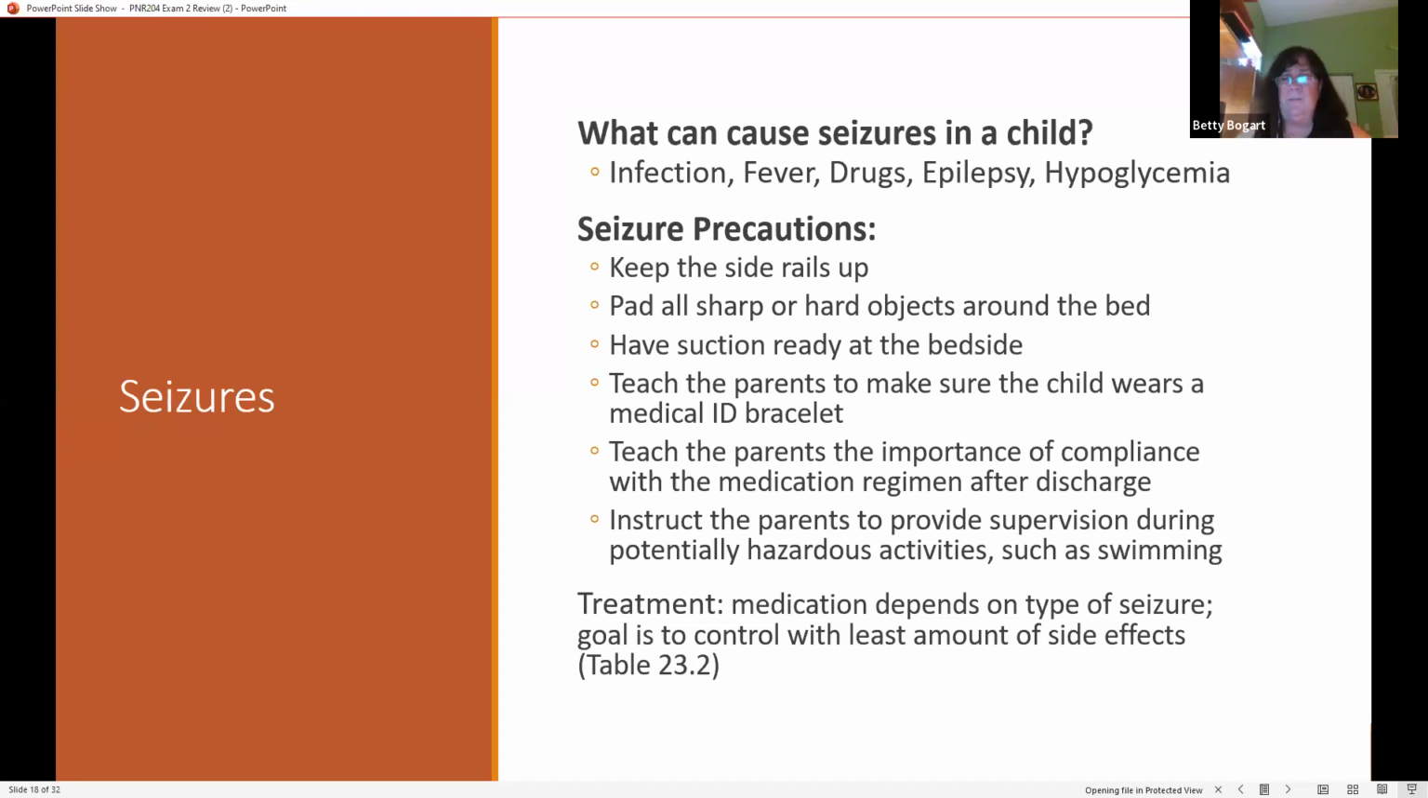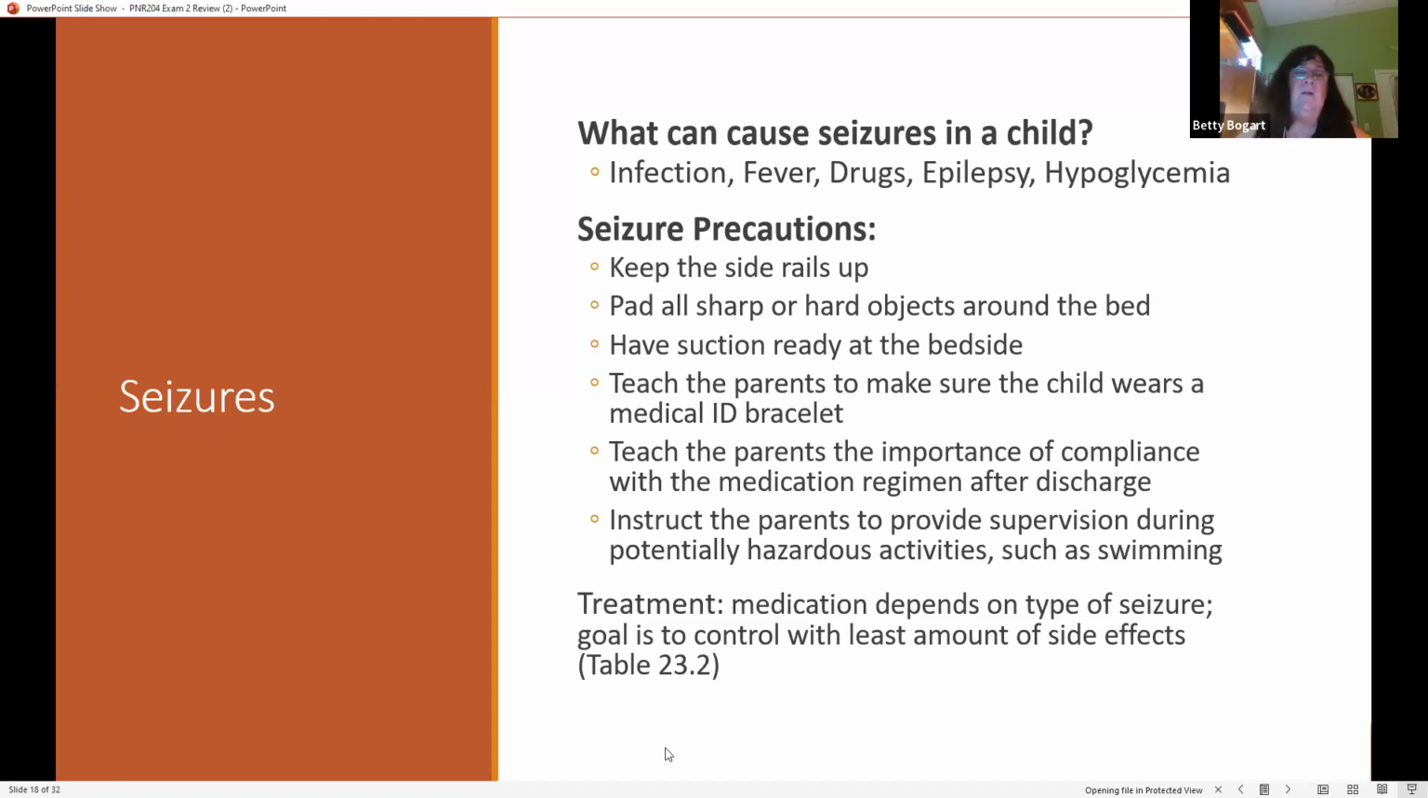If you have something, you could pad the side rails with pillows or blankets. Make sure suction is there. Also, if the kid goes home, tell the parent they need something to let the public know this kid has seizures. There will be a time where they're not going to be around somebody who knows them. It happens, maybe at school or with a different teacher. A medical bracelet, something. And then make sure that they know that compliance with medications and follow-ups are important.